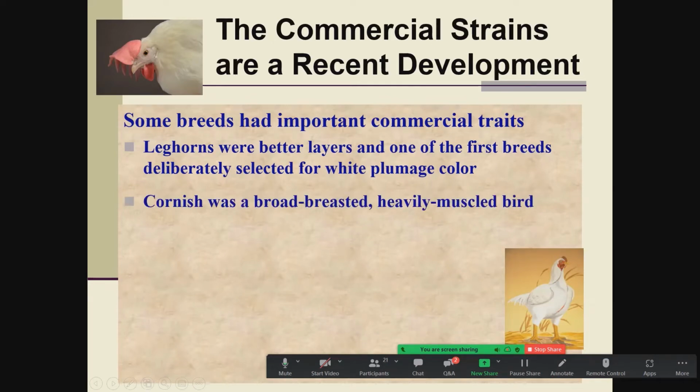Cornish is the broad-breasted bird that had the double muscling gene. So it is a very meaty bird. What you see in that picture is all meat. You hold that bird, it's going to feel exactly like it looks. There are no loose feathers in that bird at all.